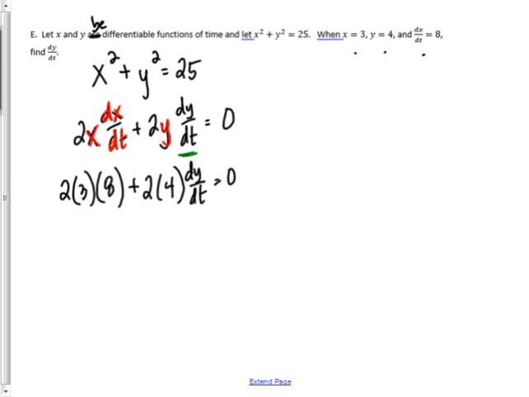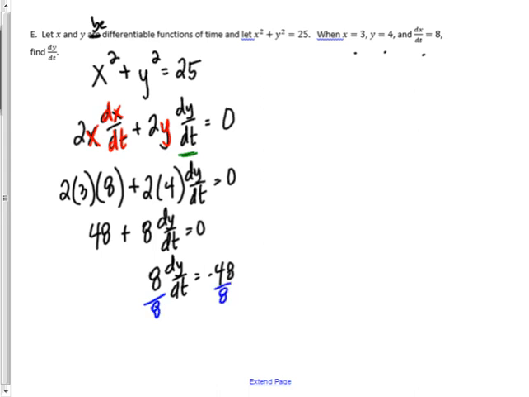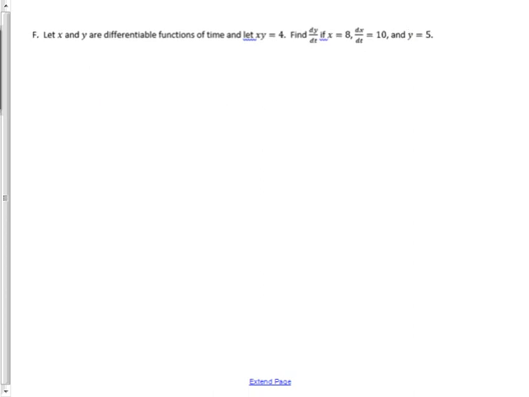So if I multiply that, 2 times 3 is 6 times 8 is 48, plus 8 dy/dt. And then if I move that over and make it negative 48, then I can just divide by 8. And I get that dy/dt equals negative 6. So these are pretty easy, nothing too bad with these. So let's do these last two.